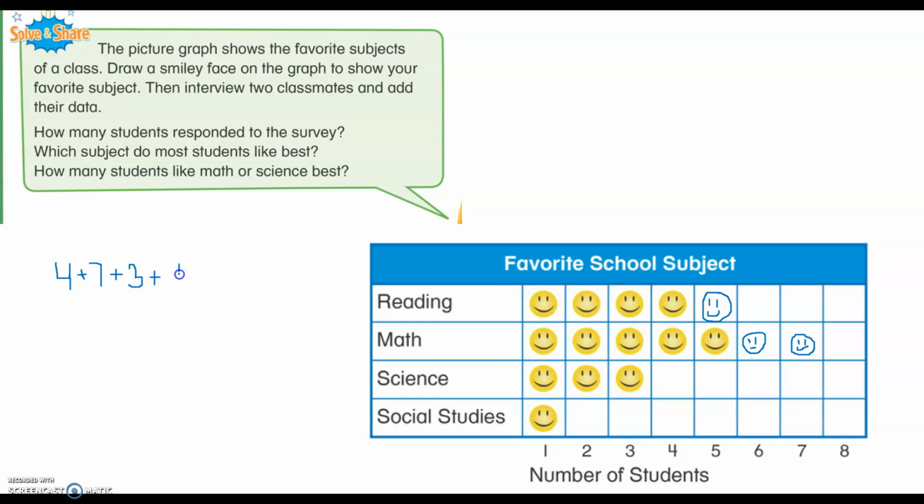I know that 7 plus 3 makes a 10, so I'm going to do that first. Now I have 4 plus 10 plus 1. 10 plus 4 is 14, plus 1 more is 15. So 15 people responded to the survey.